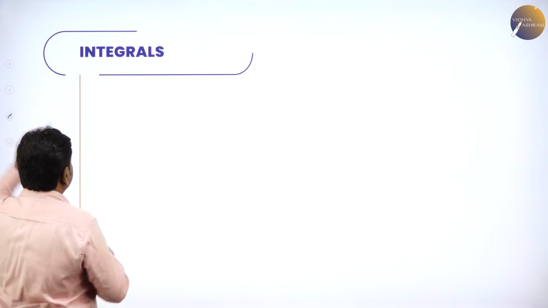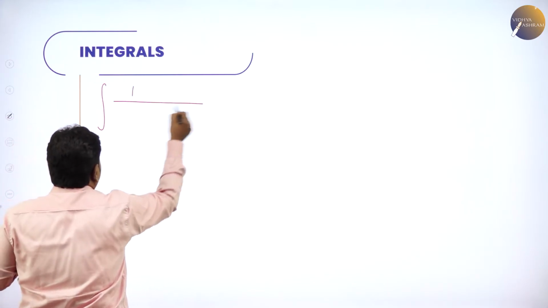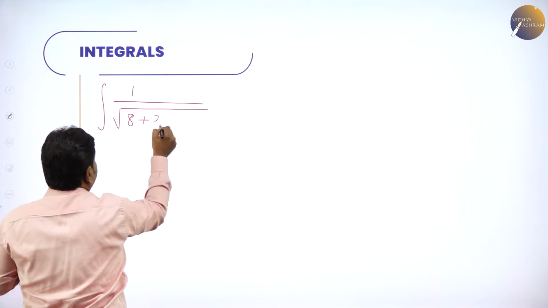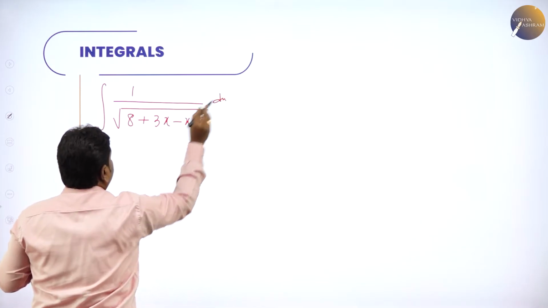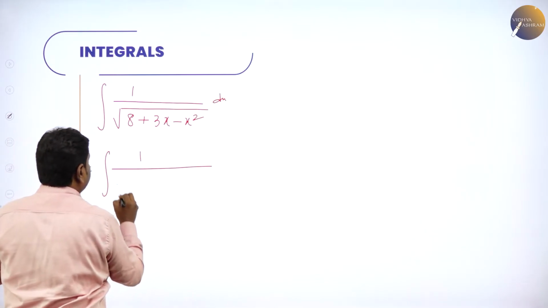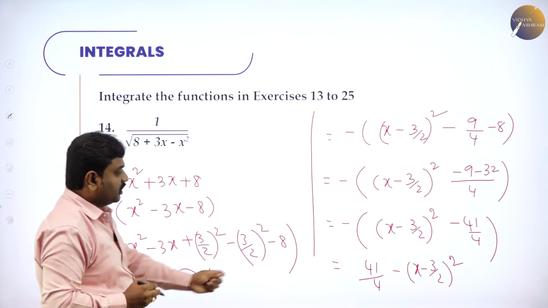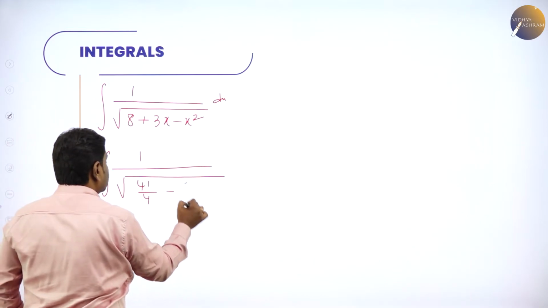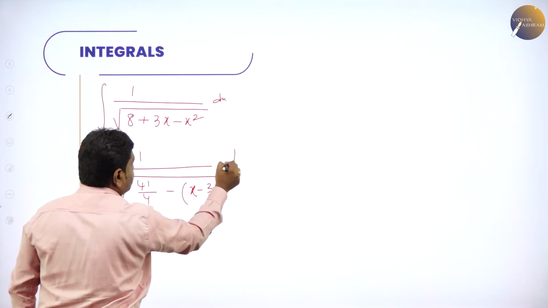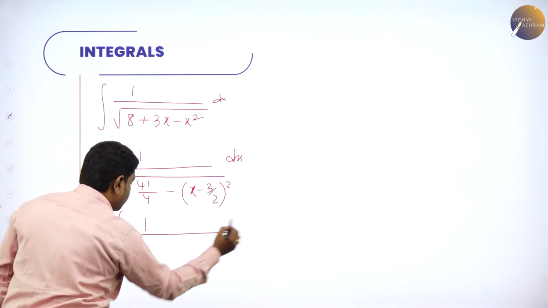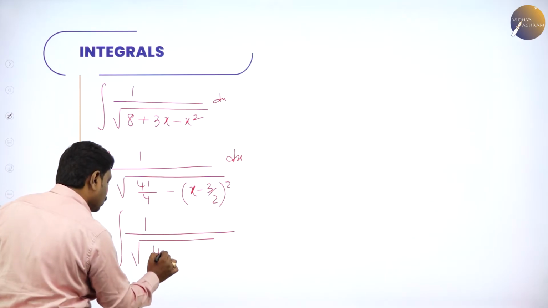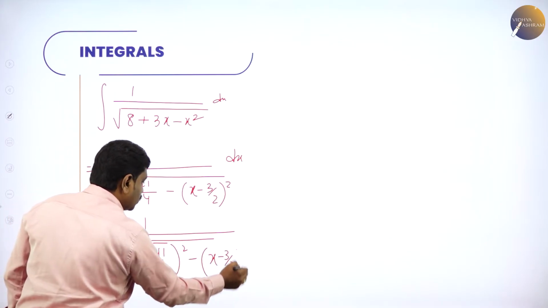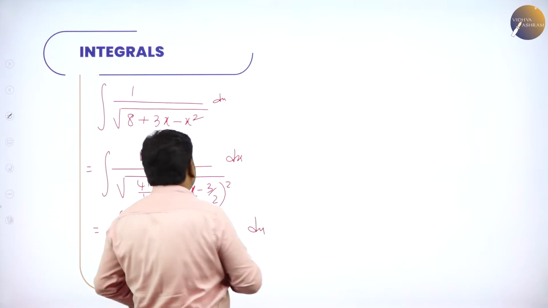So now go back to the question. So they want you to integrate 1 divided by root of, what is given? 8 plus 3x minus x square dx. You can write the same question as what? Integration of 1 divided by root of 41 by 4 minus x minus 3 by 2 the whole square with respect to x. Further you can write it as integral of 1 by root of 41 can be written as root 41, 4 can be written as 2 whole square minus x minus 3 by 2 the whole square. Now it is in the form, so it resembles the standard form.